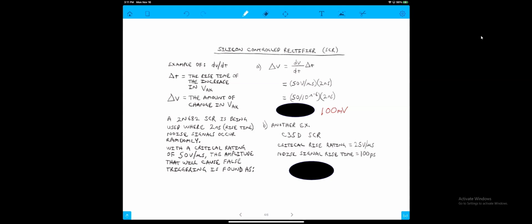So this is what happens. If we had, by some freak chance, 100 millivolts across our SCR, then it would trigger into conduction, and this would be false triggering. That's what we're trying to figure out: what amplitude or what voltage would cause false triggering in this condition?